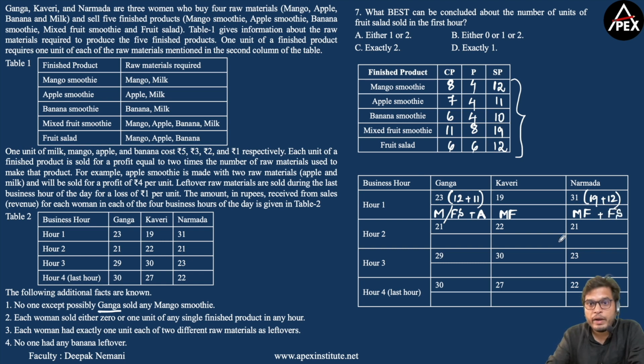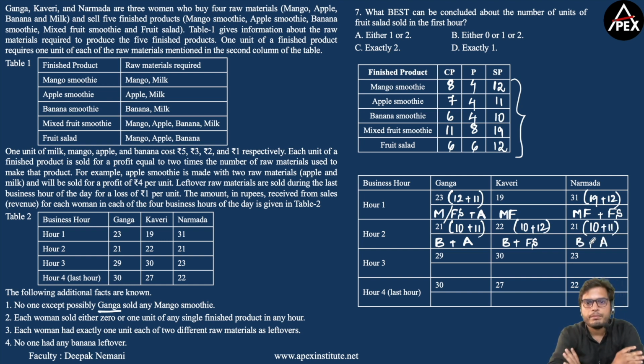Now we have Ganga receiving 21 rupees in the second R. So 21 can be written as 10 plus 11. Now 10 rupees, it's a banana smoothie, plus the item corresponding to 11 rupees is apple smoothie. Now 22 rupees is being received by Kaveri in the second R. So 22 can be written as 10 plus 12. So 10 rupees, it should be a banana smoothie, and 12 rupees, it should be a fruit salad. It cannot be mango smoothie. Now 21 rupees, that can be 10 plus 11. So it should be banana smoothie plus an apple smoothie.